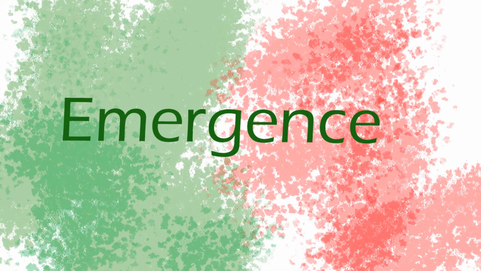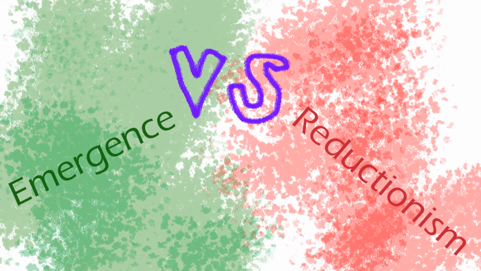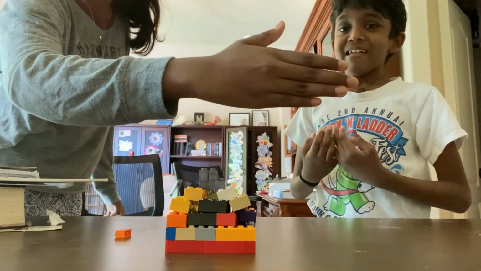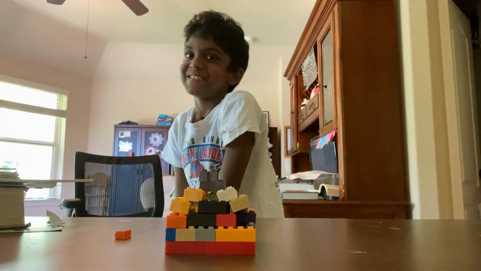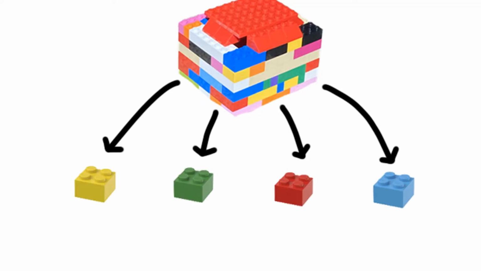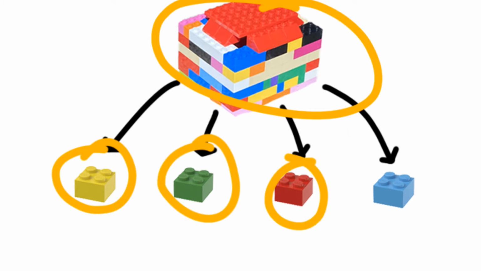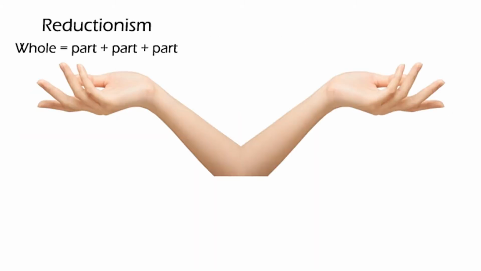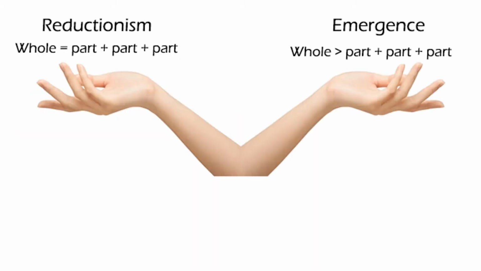We can further understand emergence by understanding its opposing concept, reductionism. Let's take an example of reductionism. Let's say I see a house built out of Legos. I can break down the house into its simpler components. Using reductionism, we can explain the complicated system in terms of the simpler system. The whole is directly equal to the sum of its parts. But on the other hand, emergence is when the whole is more than the sum of its parts.